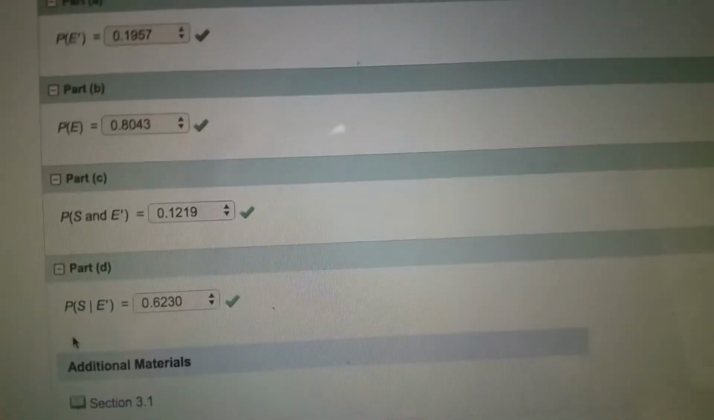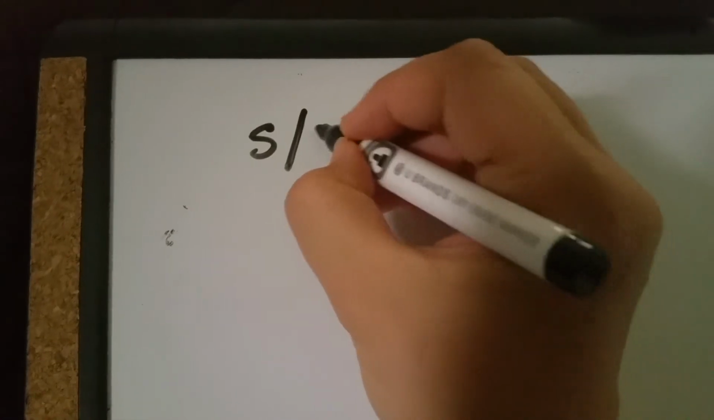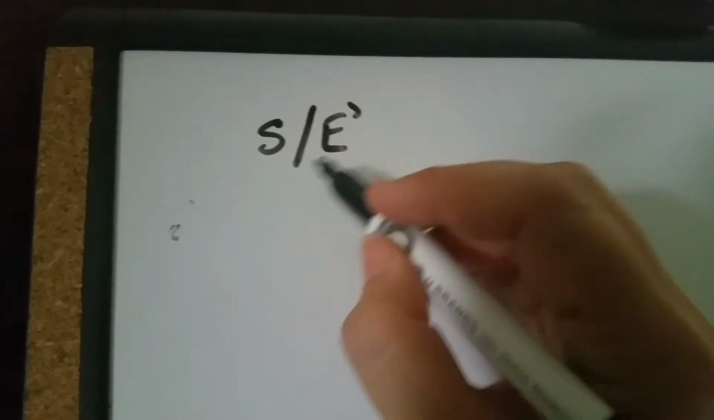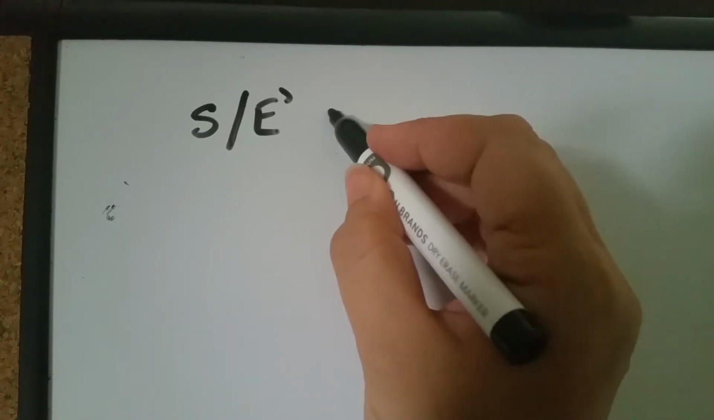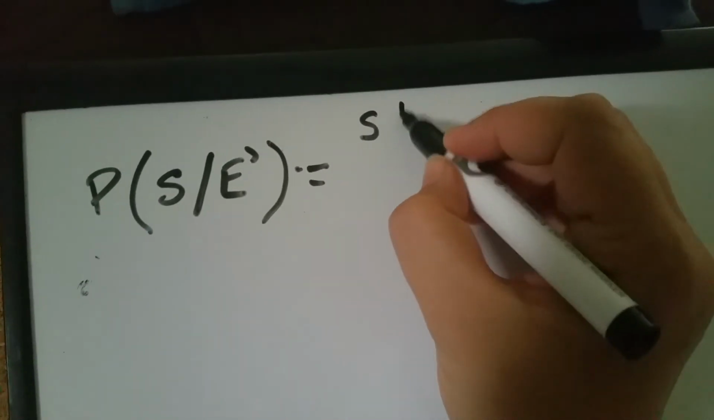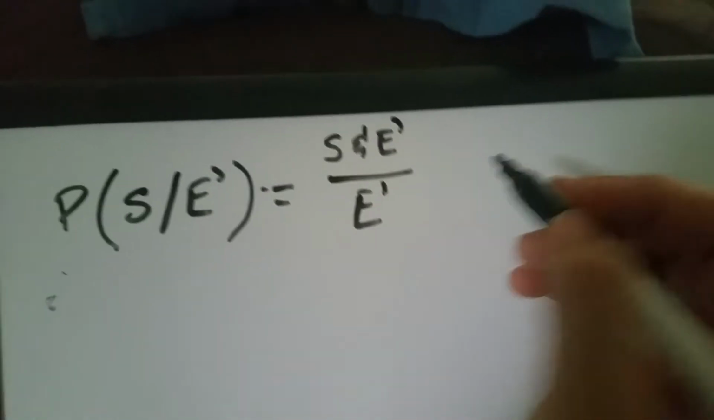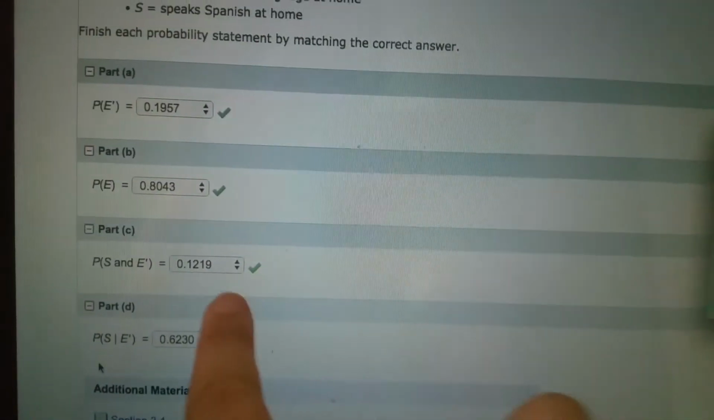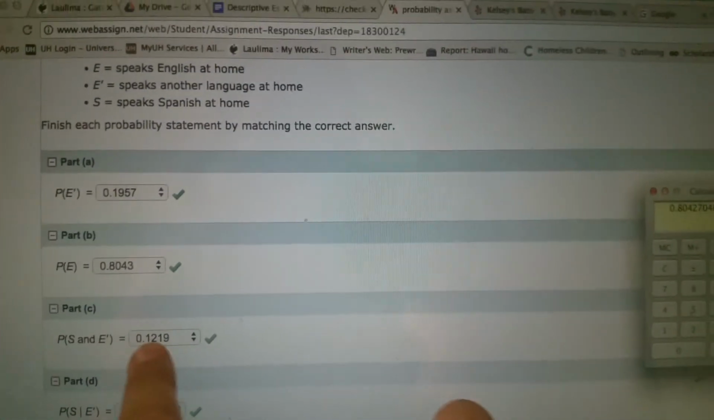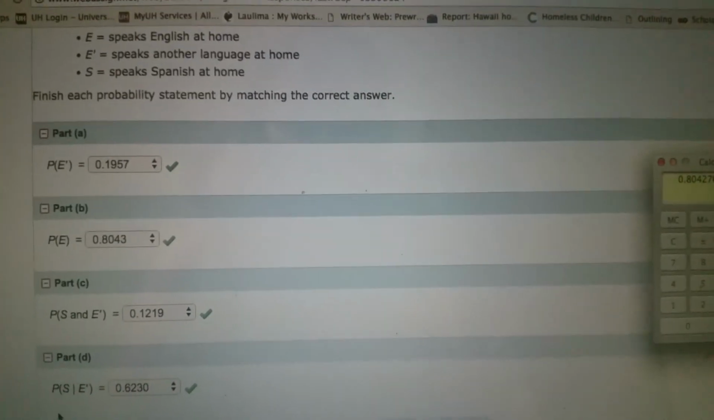Okay, now we've got this other problem. Let me erase my board. We've got S given E, which is those who speak Spanish given that they speak another language. The probability of that. How are we going to do this? We need to have S and E over the second, which is the E. All right, let's see what we have. Do we have the S and E, those who speak Spanish and those who speak another language at home? Yes, we do. It's 0.1219.